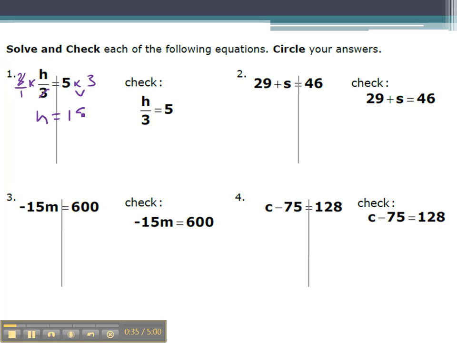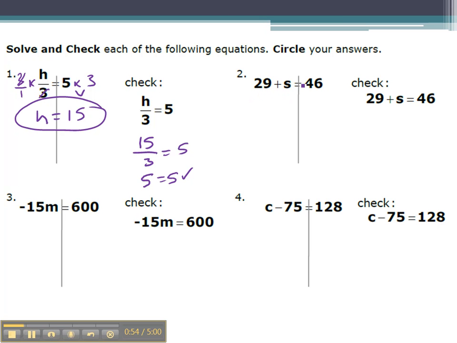times 3 is 15. Before I circle that, I'm going to check it, so I'm going to put 15 where h is. I'm going to substitute that variable with the value 15 over 3 equals 5, and 15 divided by 3 is 5. So that checks out. Circle your answer.